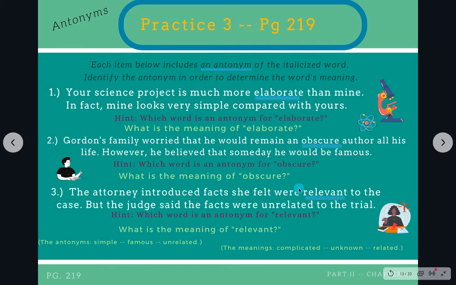And then let's look at number 3. The attorney introduced facts she felt were relevant to the case, but the judge said the facts were unrelated to the trial. So relevant is the italicized word, and unrelated would be the antonym, the opposite. And then, therefore, the meaning of relevant would mean what? Well, the opposite of unrelated. So something that is related, something that matters because it's related, right?